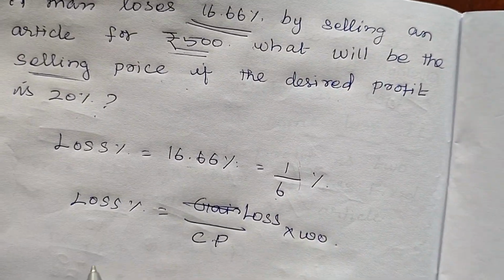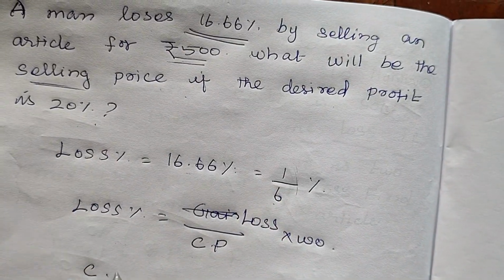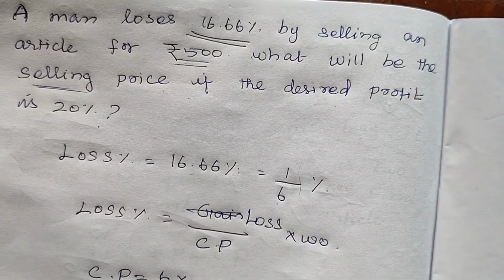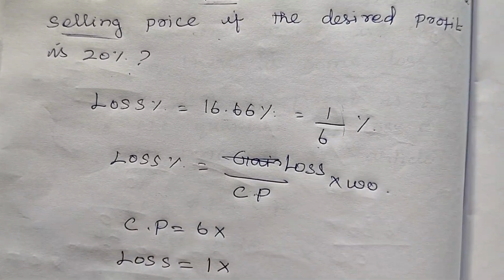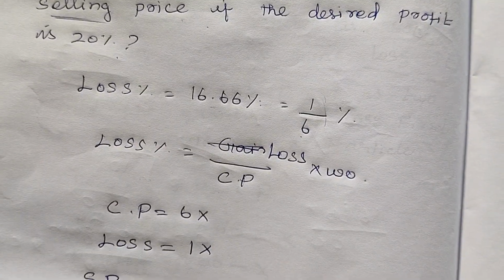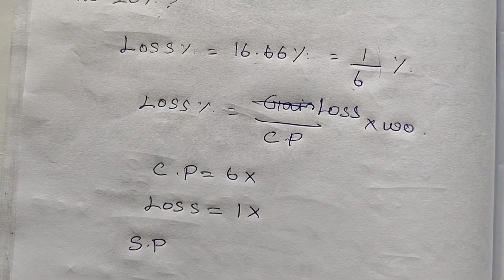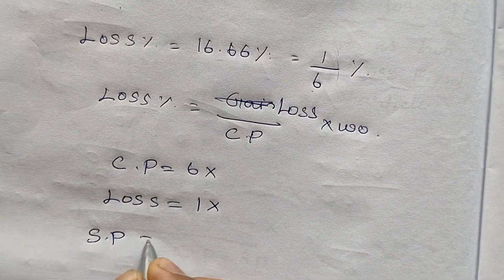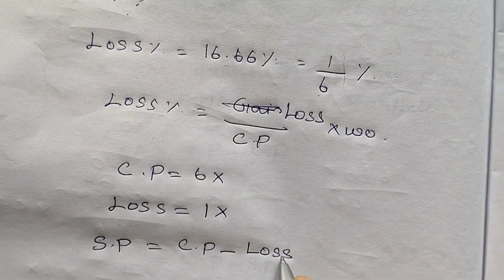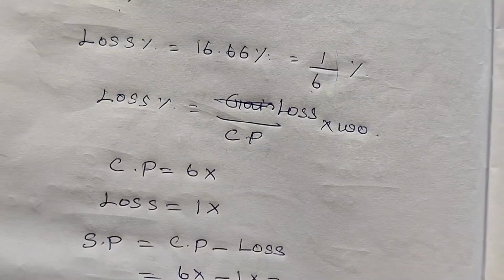Here I take the common number as x. So cost price equals 6x, and loss equals 1x. Always, when we get a loss, the selling price is less than the cost price. So selling price equals cost price minus loss. That is 6x minus 1x, which equals 5x.